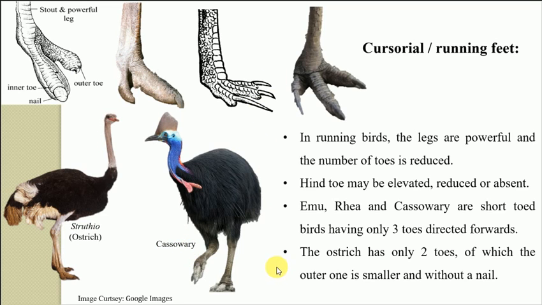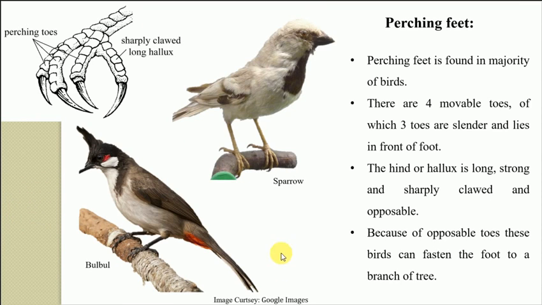So this is about cursorial or the running feet. The next one is the perching feet. Now perching feet is the most common type of feet found among the majority of the birds, and the birds which are provided with the perching kind of feet are referred to as perching birds, or they are also known as passerines.